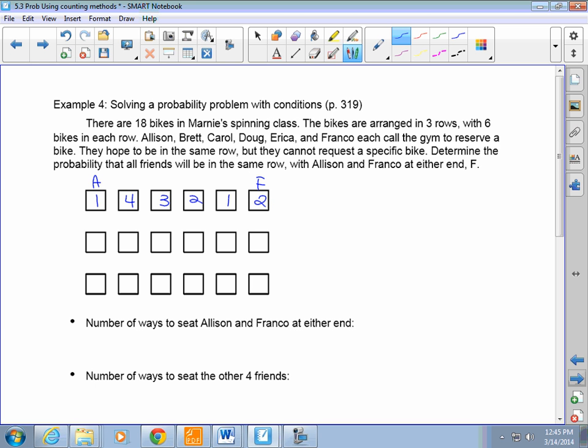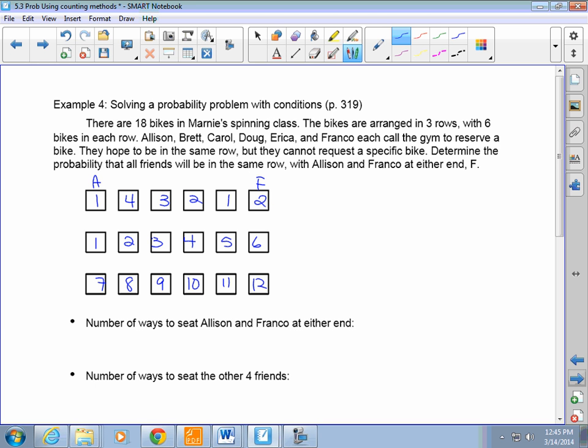Now in these other bikes, we have all the other people that can go there. So we have person 1 can go there, 2, 3, 4, or I guess it could have started here and said there's 12 people can go there, 11, 10, 9. Doesn't matter which way you start this. Okay? So those are 3 rows. Allison and Franco on either ends. The other 4 of the 6 friends can go in whatever arrangement there.